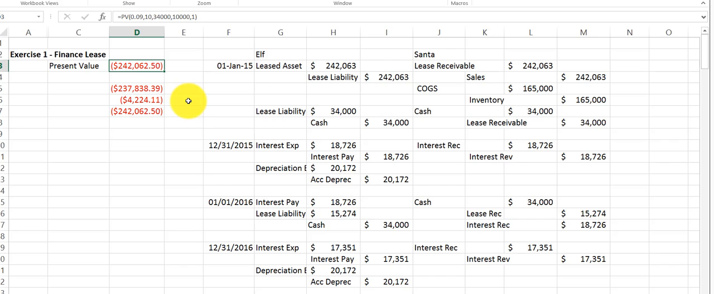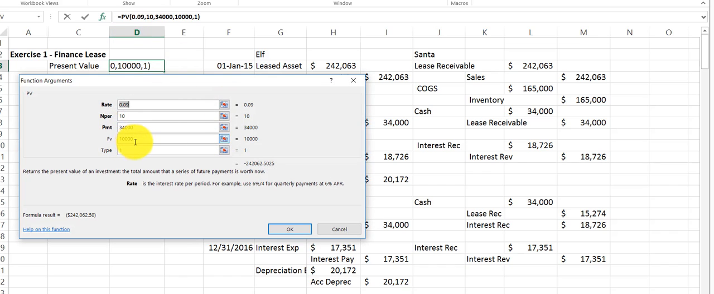So whether it was a finance or an operating lease, we still need to do the present value to know how to record it. Initially, the amount we should record. So I've shown you the formula here. Present value, we use the interest rate given, number of periods, 34,000 is the payment, the $10,000 extra purchase option is in the future value line, and then type, because this is at the beginning of the period, is 1. That tells it to use the beginning of the period for a lease.